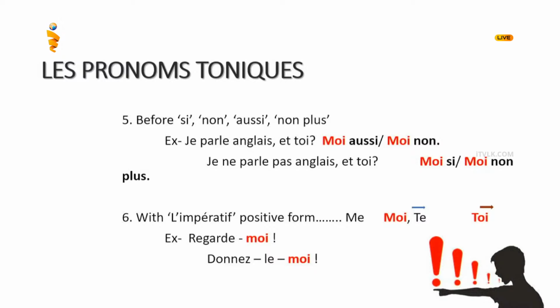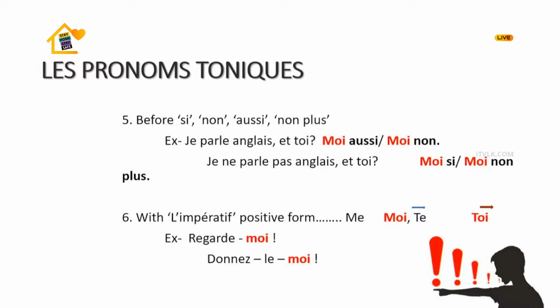Now look at number 6. Can you remember l'impératif? That means the order form in French. There, with the positive form, instead of me and te, you have to use the pronom tonique moi et toi.